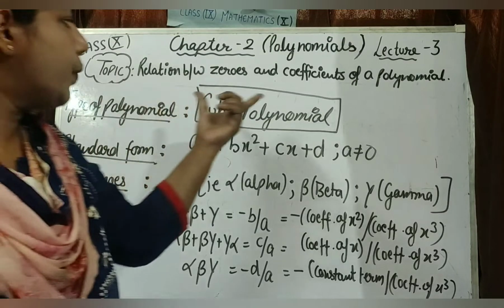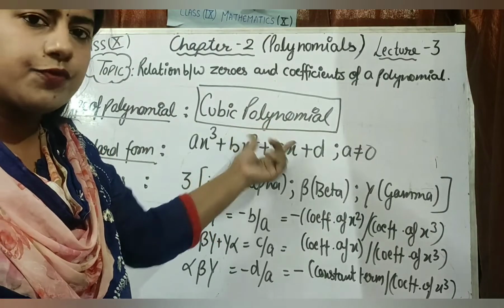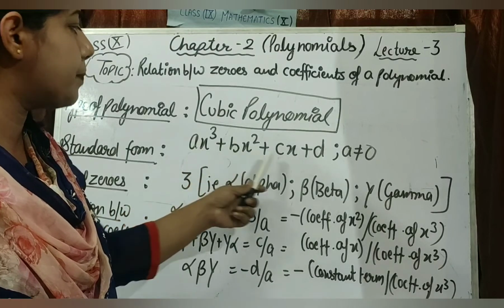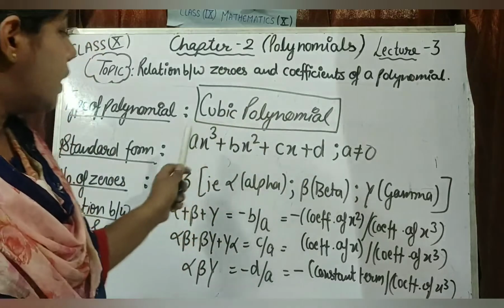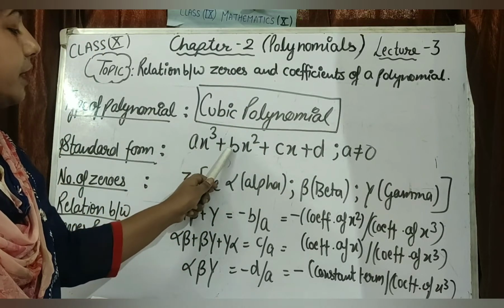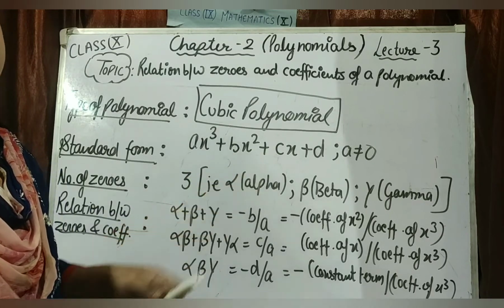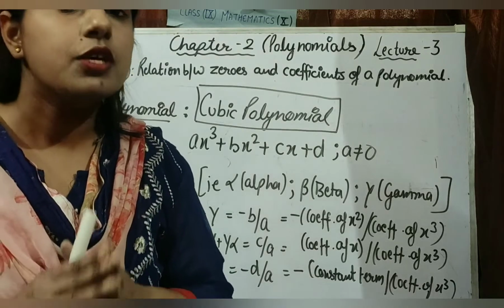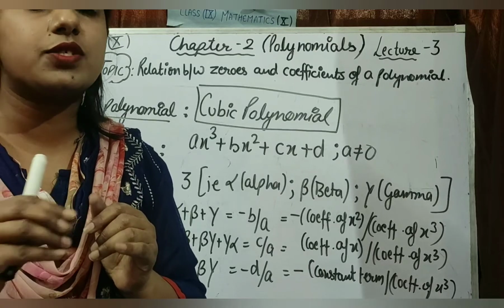Students, now the third one is the cubic polynomial. So now let us first discuss the standard form of a cubic polynomial, that is ax cube plus bx square plus cx plus d, where a is not equal to 0. Again you can see a is the coefficient of x cube, b is the coefficient of x square, c is the coefficient of x, and d is a constant term.